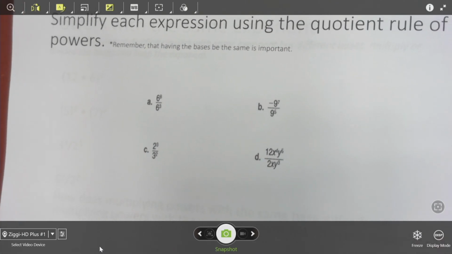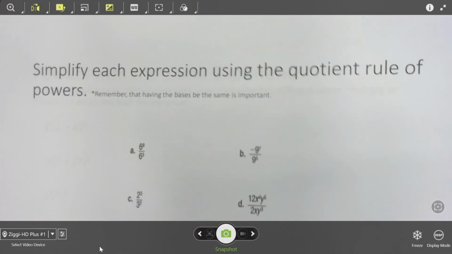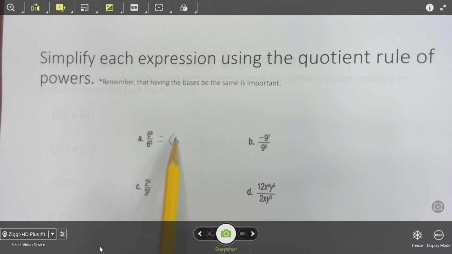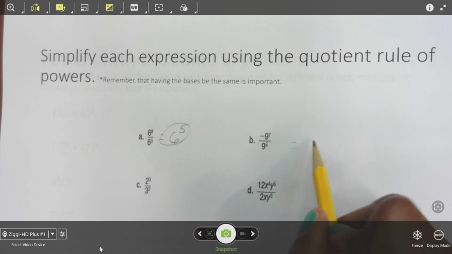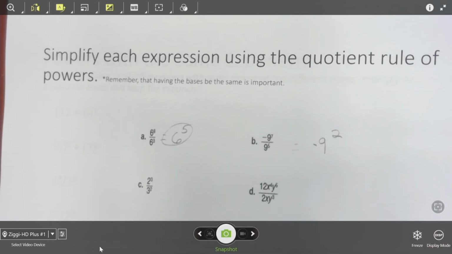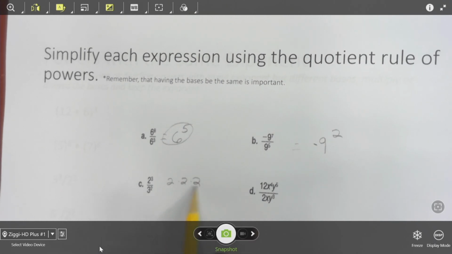You're going to go ahead and do these 4 problems on your own. Okay, let's take a look. Here we should have had 6 to the 5th power. Here we would have had, oh boy, it's going to be negative 9 to the 2nd power. Here we would expand 2 times 2 times 2 and 3 times 3, and we get 8 over 6 and simplify.